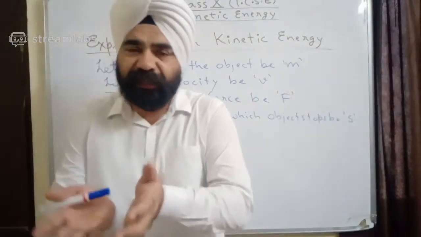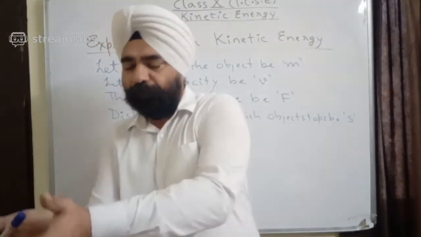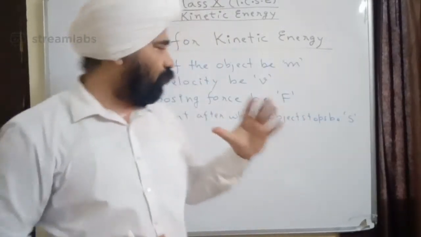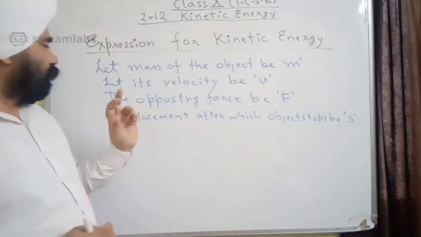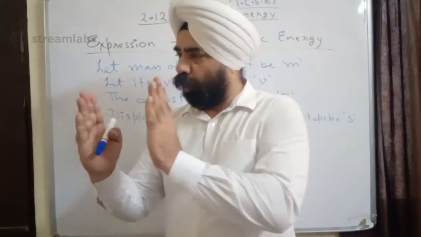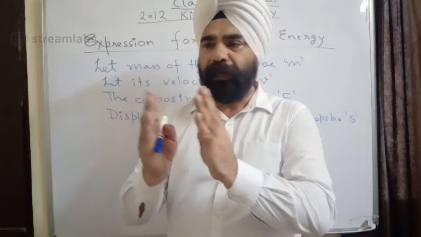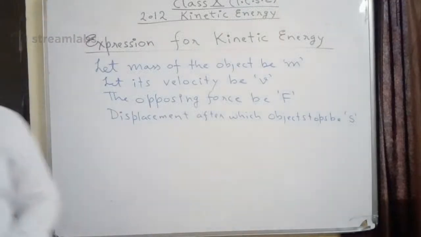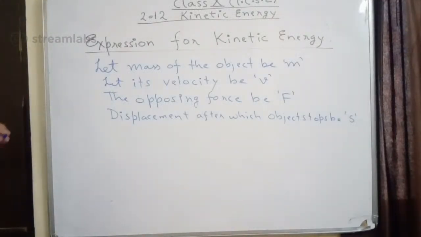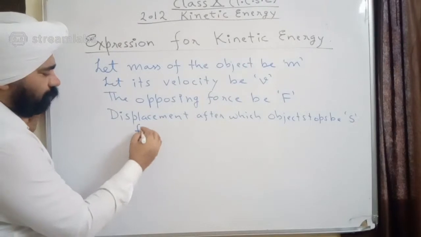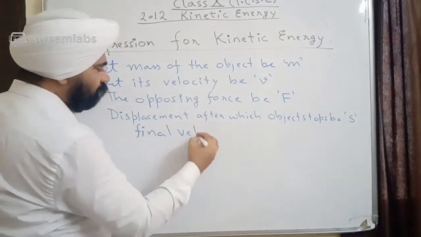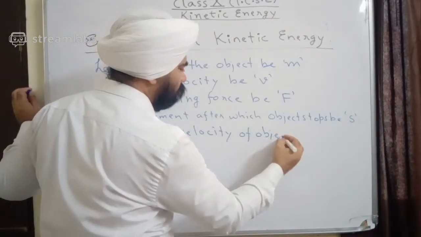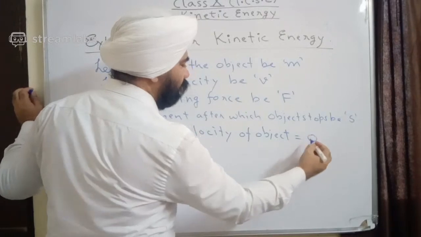Now we say the wicket keeper, to stop it, applies a force in the opposite direction. The ball is coming from this side. He applies a force in this direction, opposing force F. Once he applies the force, the ball will take some time to stop. So the displacement which it does before it comes to a stop, we say let it be S. Now once it has stopped, the final velocity of the object will be equal to 0.